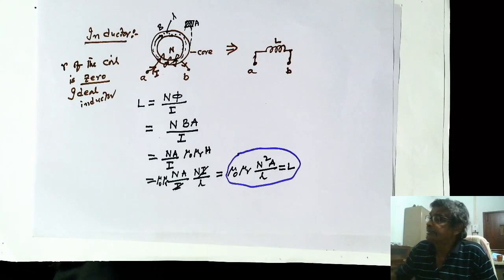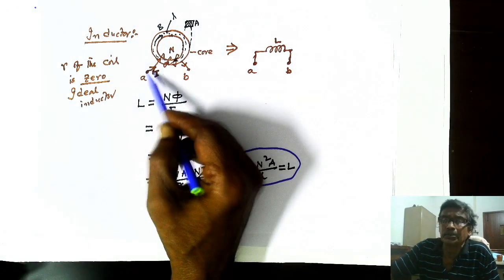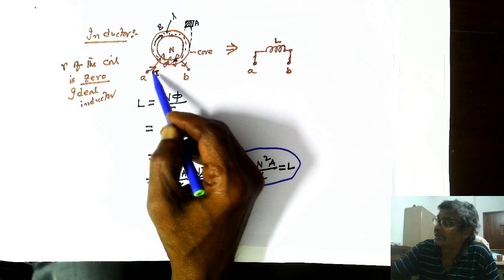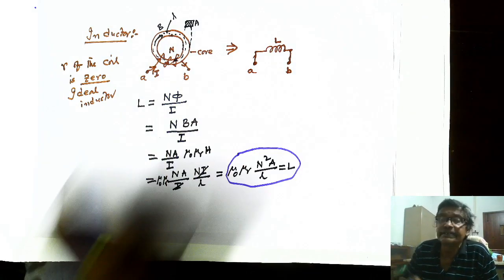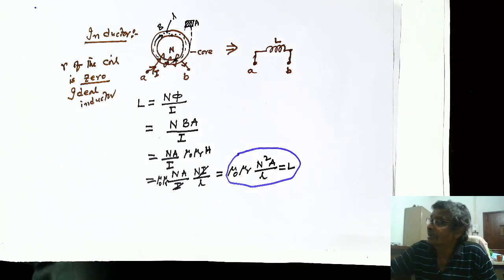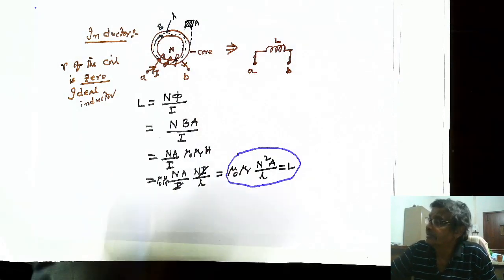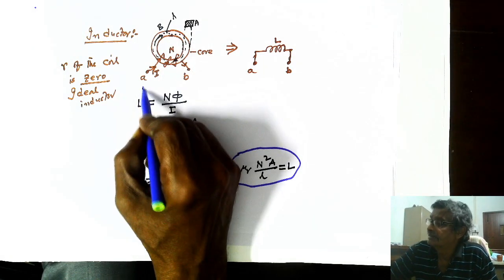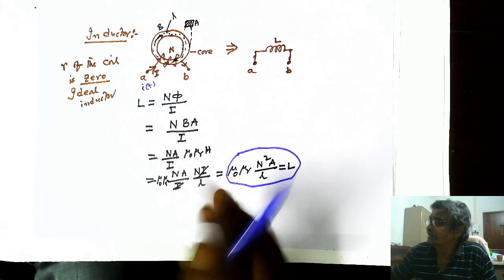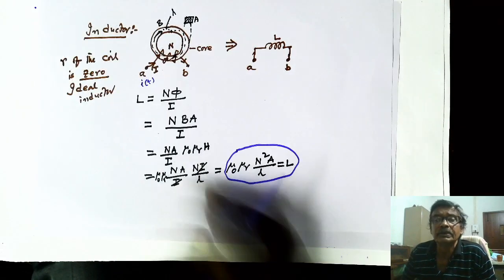Now, unlike a resistance, when some current is passed through it, it is a DC value I have assumed. For any current I at an instant, this will be the flux phi. Even if I is time varying, the only thing is phi and B will be time varying, is it not? Instead of DC current capital I, if you pass any current i, then also this is true.